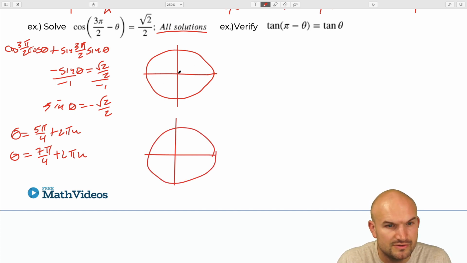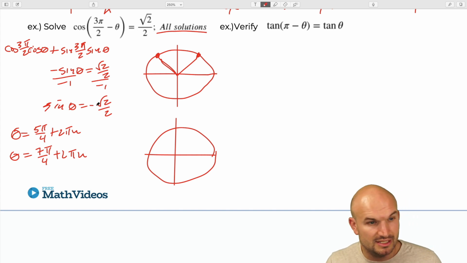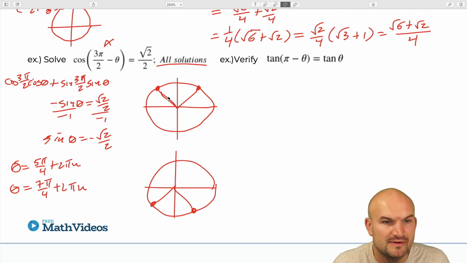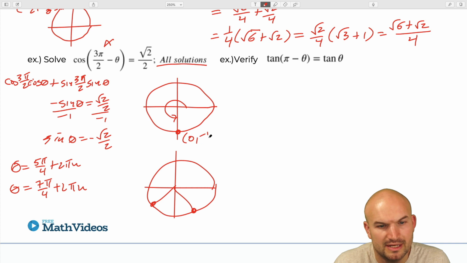So square root of 2 over 2 is going to be from there, and there. And then here is when it's negative, when sine of theta is going to be square root of 2 over 2. Oh, that was 3 pi over 2, that's what I was looking for. So that'd be 0, negative 1.